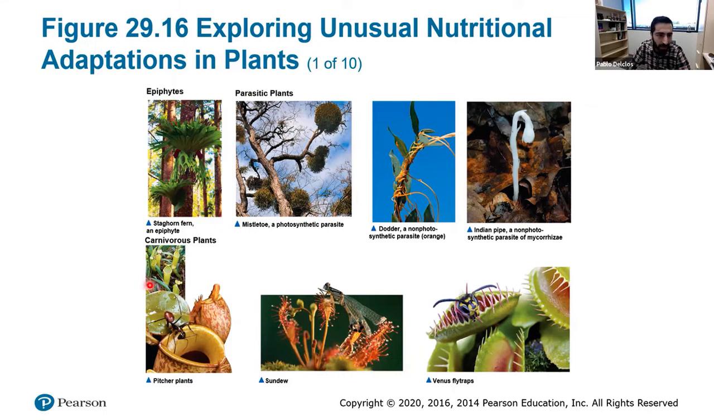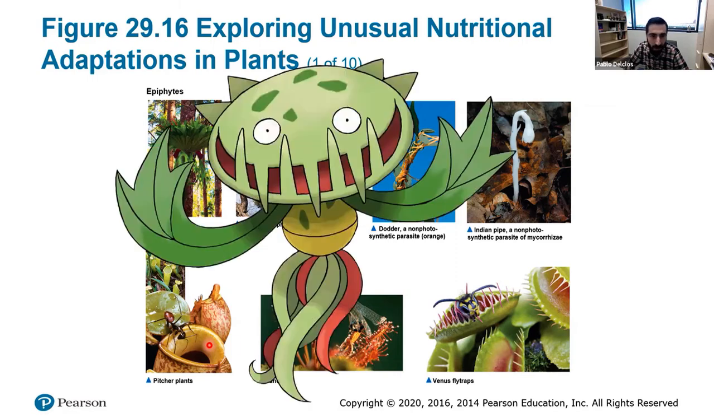And then the last type, which is the one maybe everyone's most familiar with, are the carnivorous plants. So these are plants that have adaptations for trapping insects and other small animals for their main nitrogen source. Carnivine in Pokemon is modeled after one of the most famous carnivorous plants, the Venus flytrap.